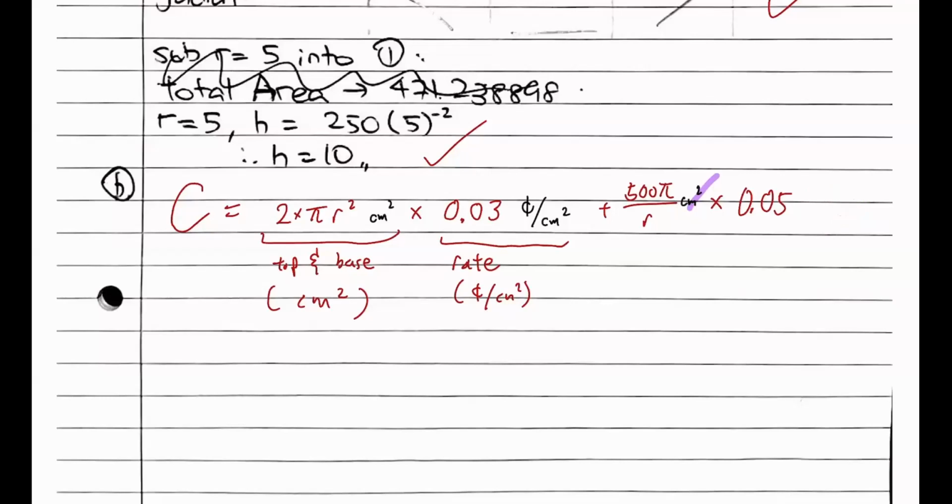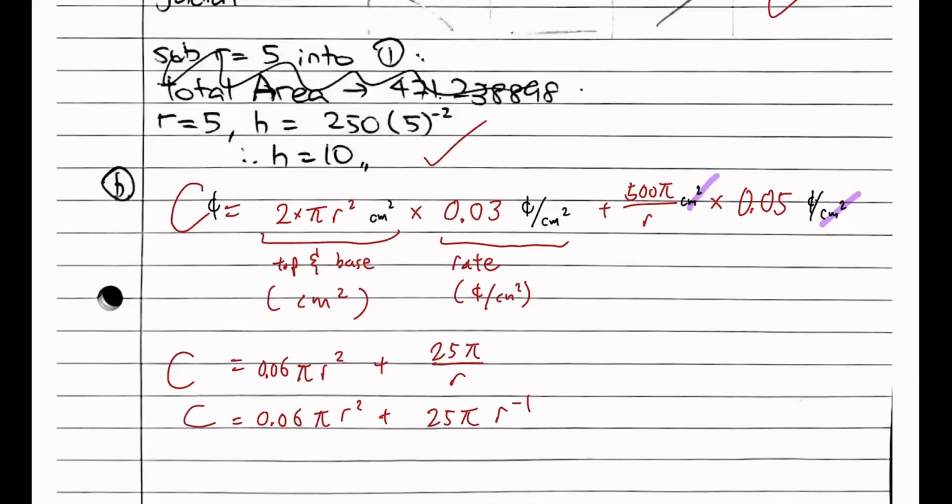Let me write it nicely. Cents per cm square cancel off. Yeah, good. So you don't need to write the units. This is C cents. Then drop the units now. So it just becomes C equals 2 pi r squared times 0.03, which is 0.06, plus 0.05 times 500. That will give you, let me check with our calculator first, 25 pi over r. Let's rewrite it as 25 pi times r power -1.